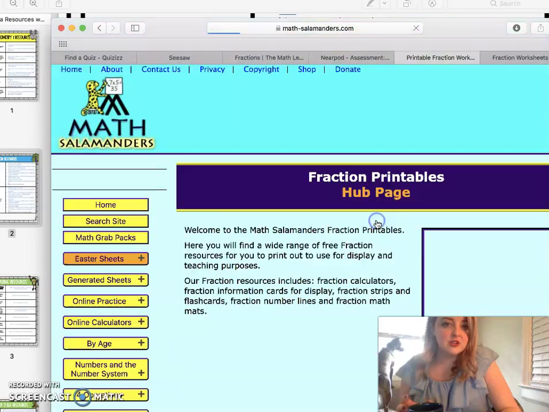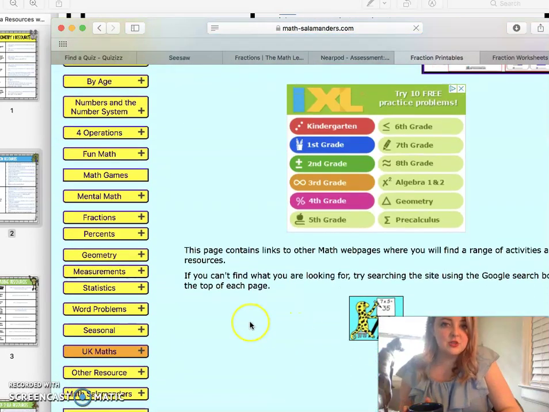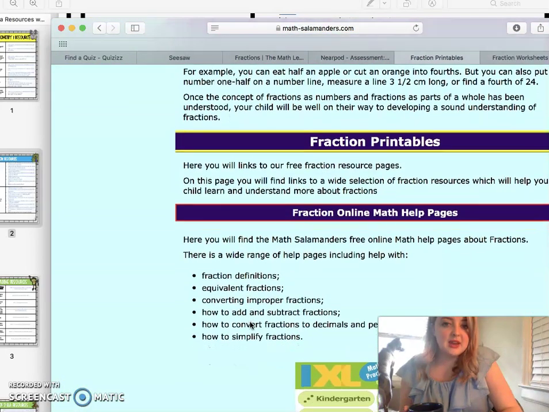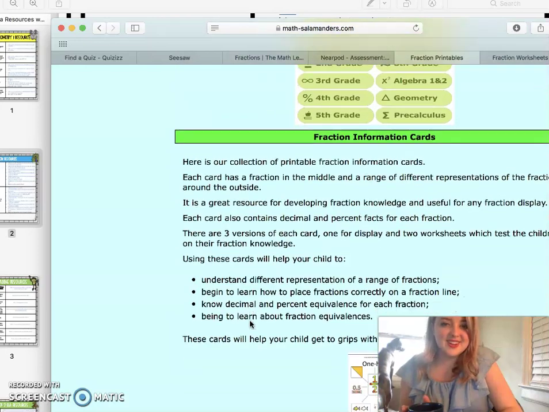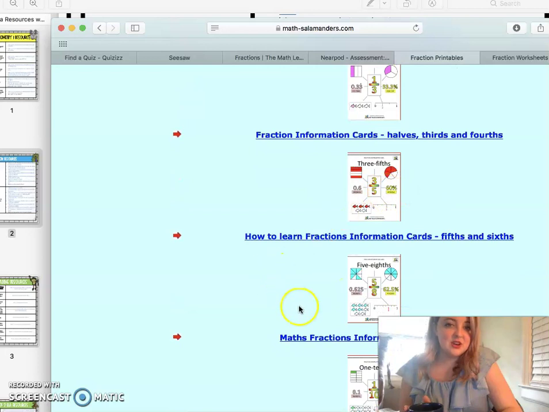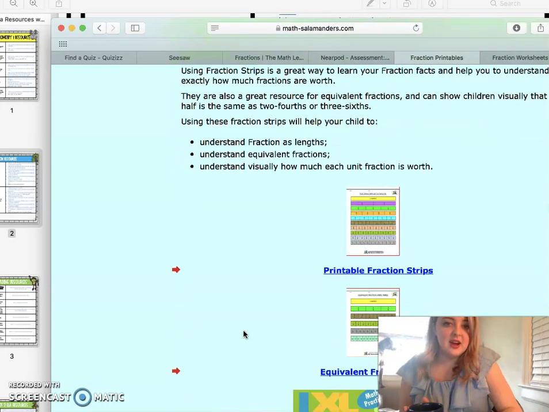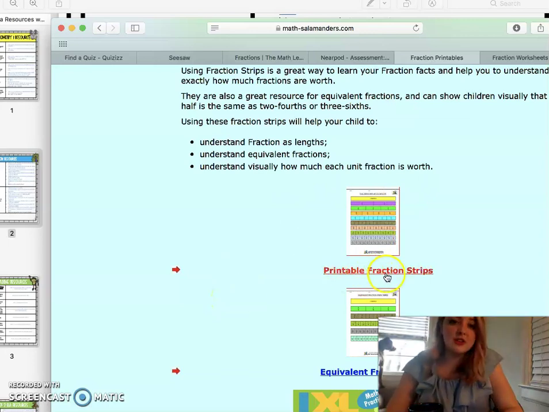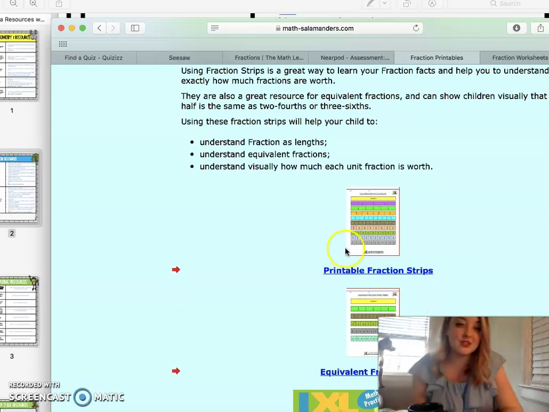And then here's the fraction printables that I had tried to link to earlier. There's a lot of content on here, but it will break it down into each of the different categories. Printable fraction strips, these are going to be great resources for us to use when we are continuing with our fractions on a number line and into next week.